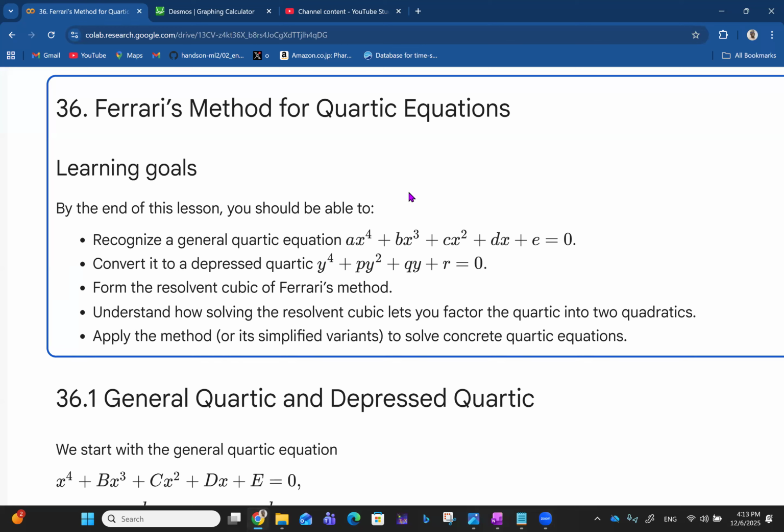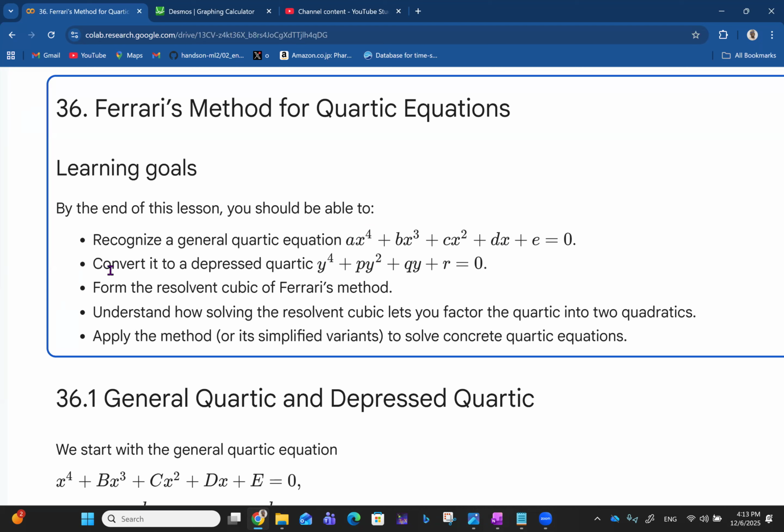By the end of this lesson, you should be able to recognize the general quartic equation, which looks like ax raised to power 4 plus bx raised to power 3 plus cx squared plus dx plus e equals 0. Take note that A and E are usually very important. A is the leading coefficient, E is the constant, and that 4 is important. That tells us it's quartic in the first place.